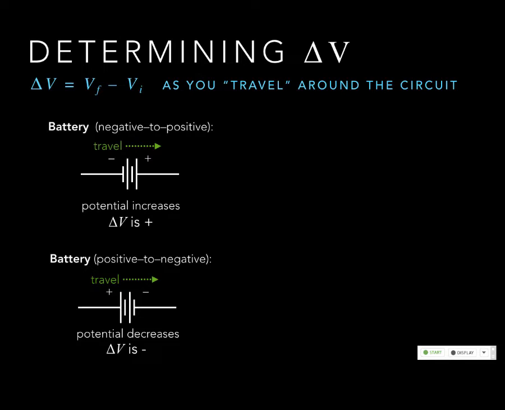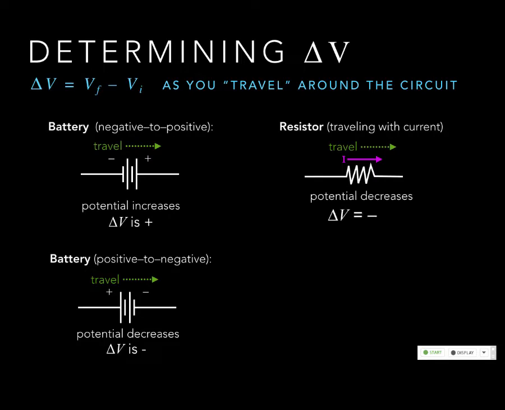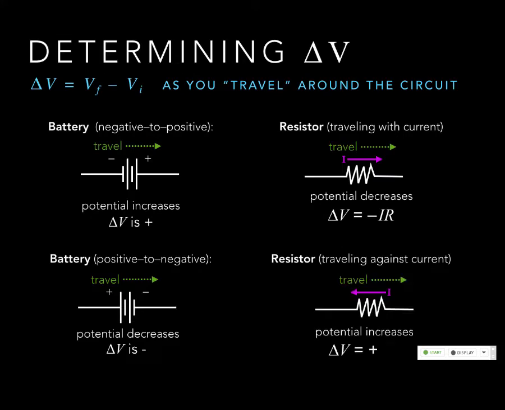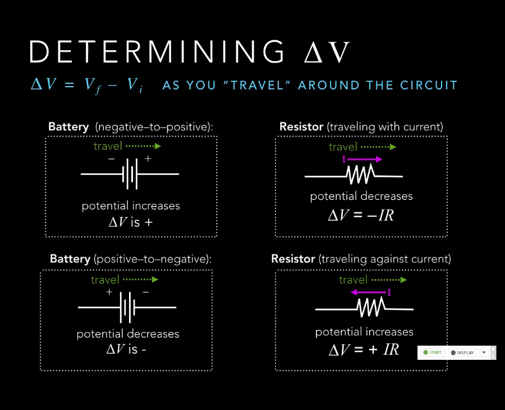Resistors are a little bit trickier. That depends on the relative directions of the current and direction of travel. When you're traveling with the current, is that going to be positive or negative? Negative. So delta V is negative, and because of Ohm's law, delta V is equal to minus IR. If you're traveling the other way, delta V is plus IR. So those are the general rules for loop law with resistors.